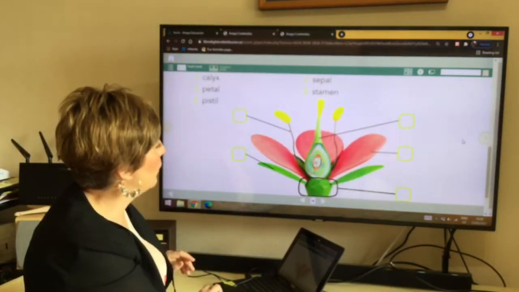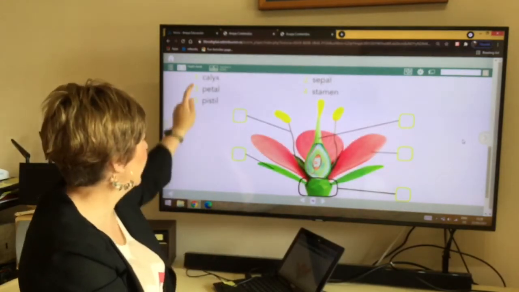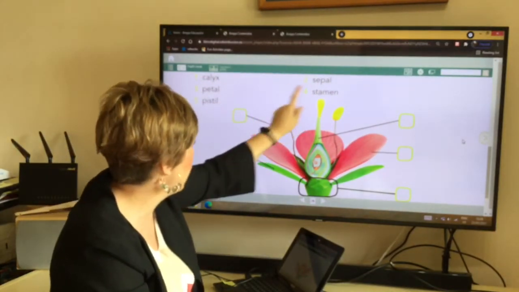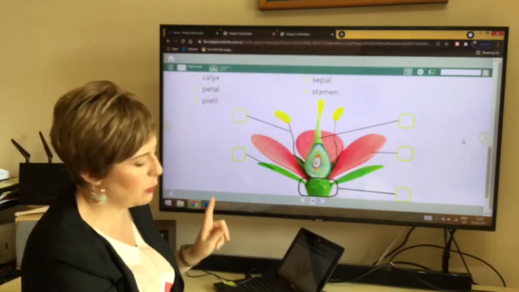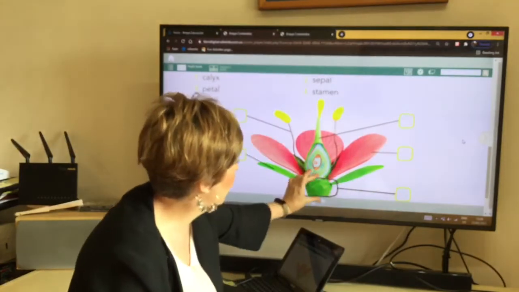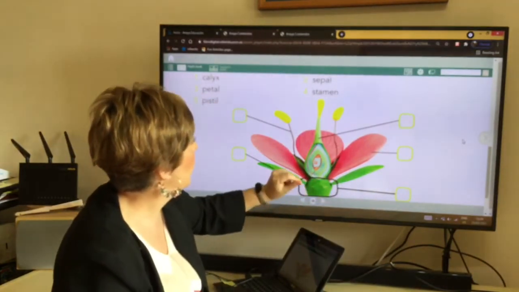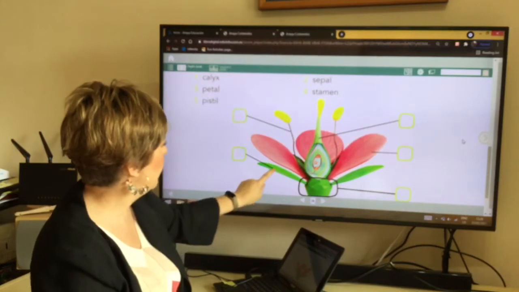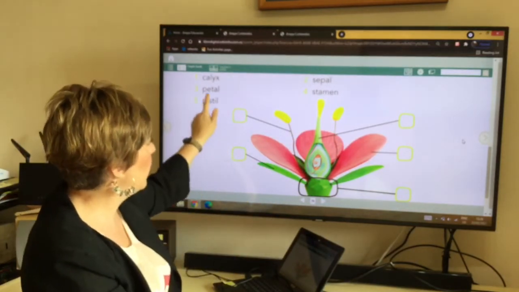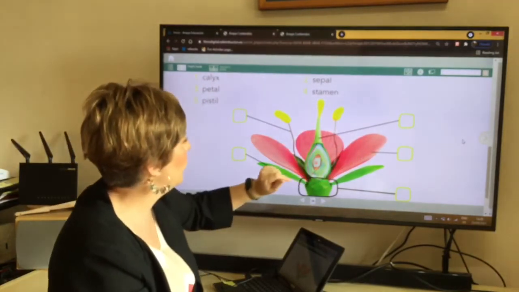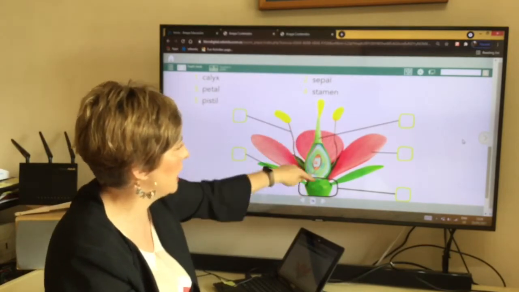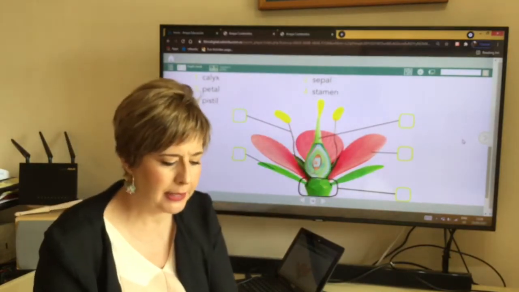Number the parts of the plant. We have calyx, petal, pistil, sepal, stamen. Number one is going to be calyx, this part. Number two, the sepal. This is a sepal. All the sepals together form the calyx. Three, a petal. Four, stamen. And five, the pistil, which is similar to a bottle, as we said in the classroom.